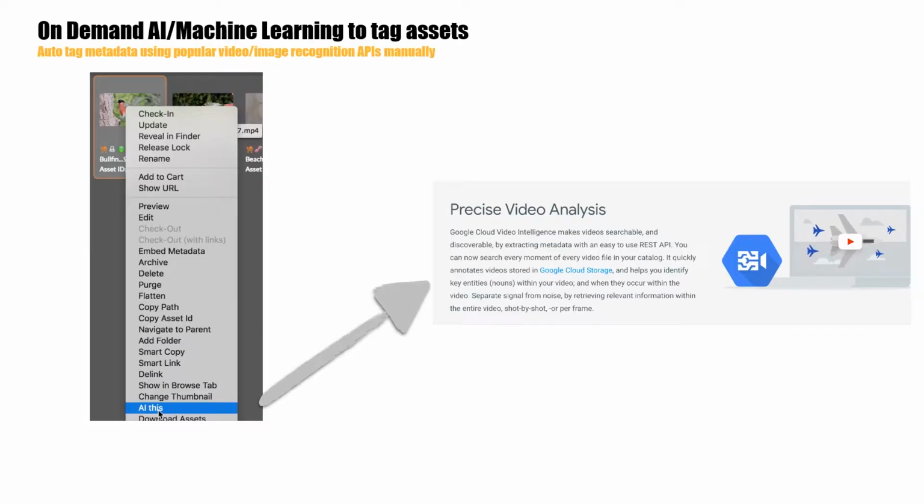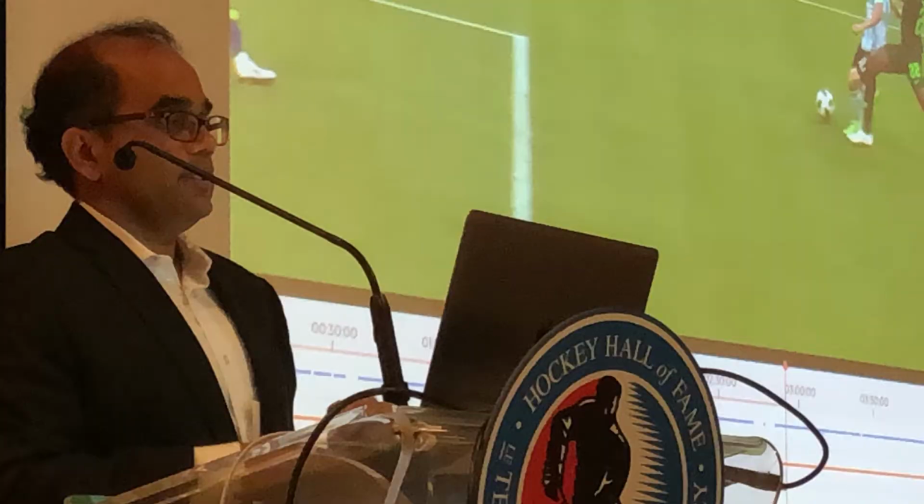So say I was interested in finding all the moments where Coca-Cola shows up in videos. What's happening behind the screen is the system has already tagged videos using the logo recognition from Google, and I'm able to go to the precise point in the video where Coca-Cola shows up.